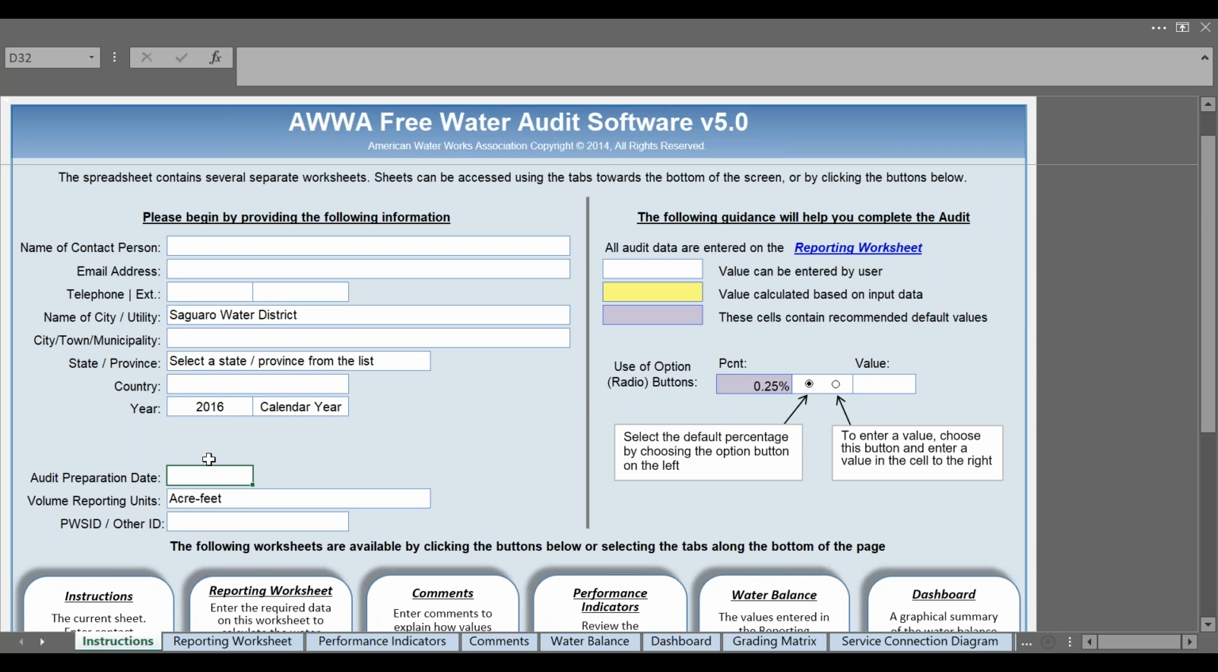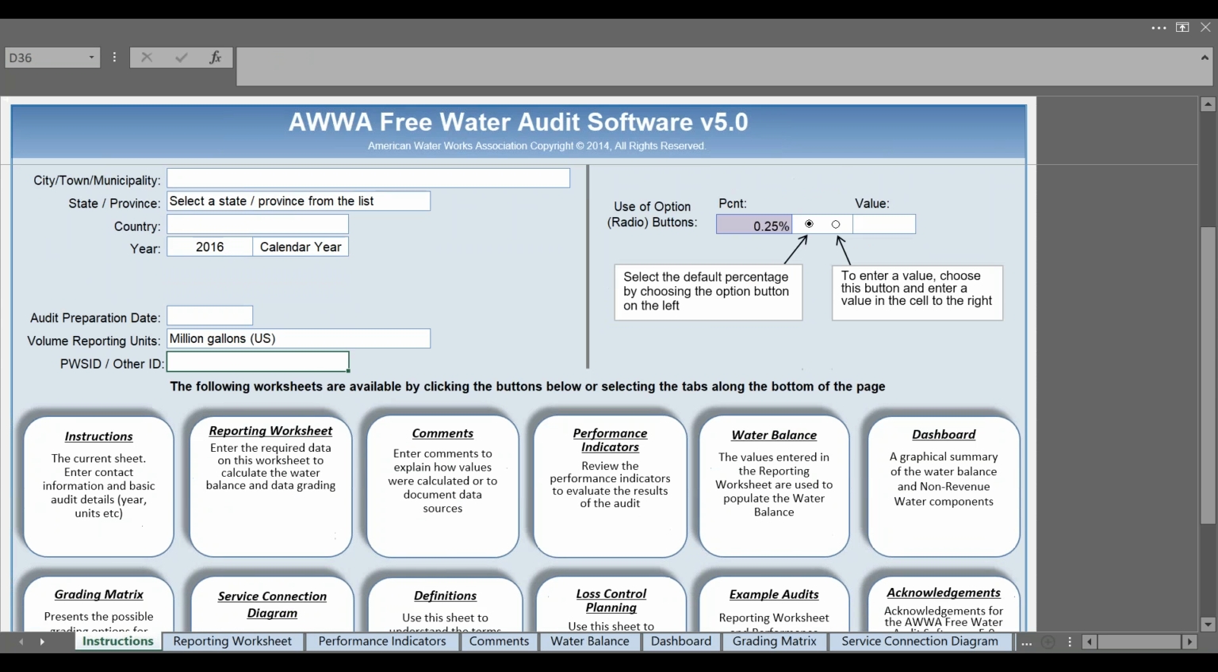A date for when the audit was prepared, and also selecting your volume reporting units. So if we're reporting in acre feet or million gallons, I do not think we have anyone reporting in megaliters, but that's an option as well. And also just some other general utility information for your ID.